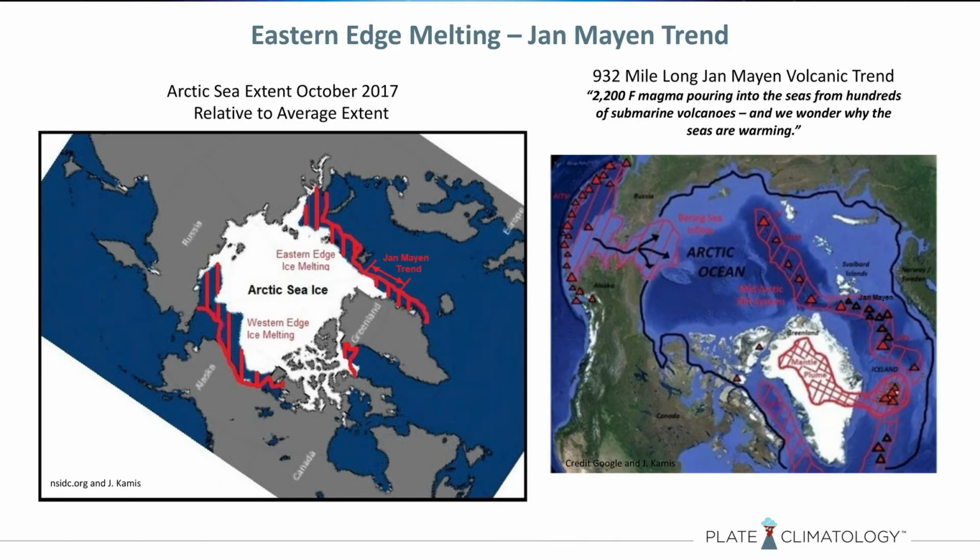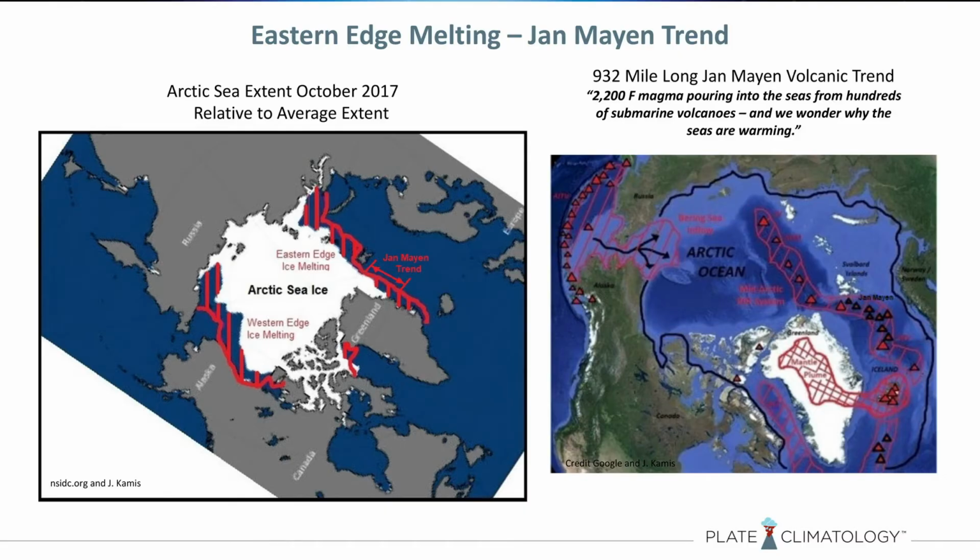Next, we talk about another example of Arctic sea ice melting on the eastern edge. Specifically on the left image, you can see marked there the Mayen trend. This Mayen trend is a 932-mile portion of the mid-Arctic rift that's volcanically active. On the right, you can see its position on the mid-Arctic rift. It's from just north of Iceland up to the Svalbard Islands. This particular section was the focus of research by the University of Bergen, headed by Dr. Pedersen. What they found really makes a strong point.